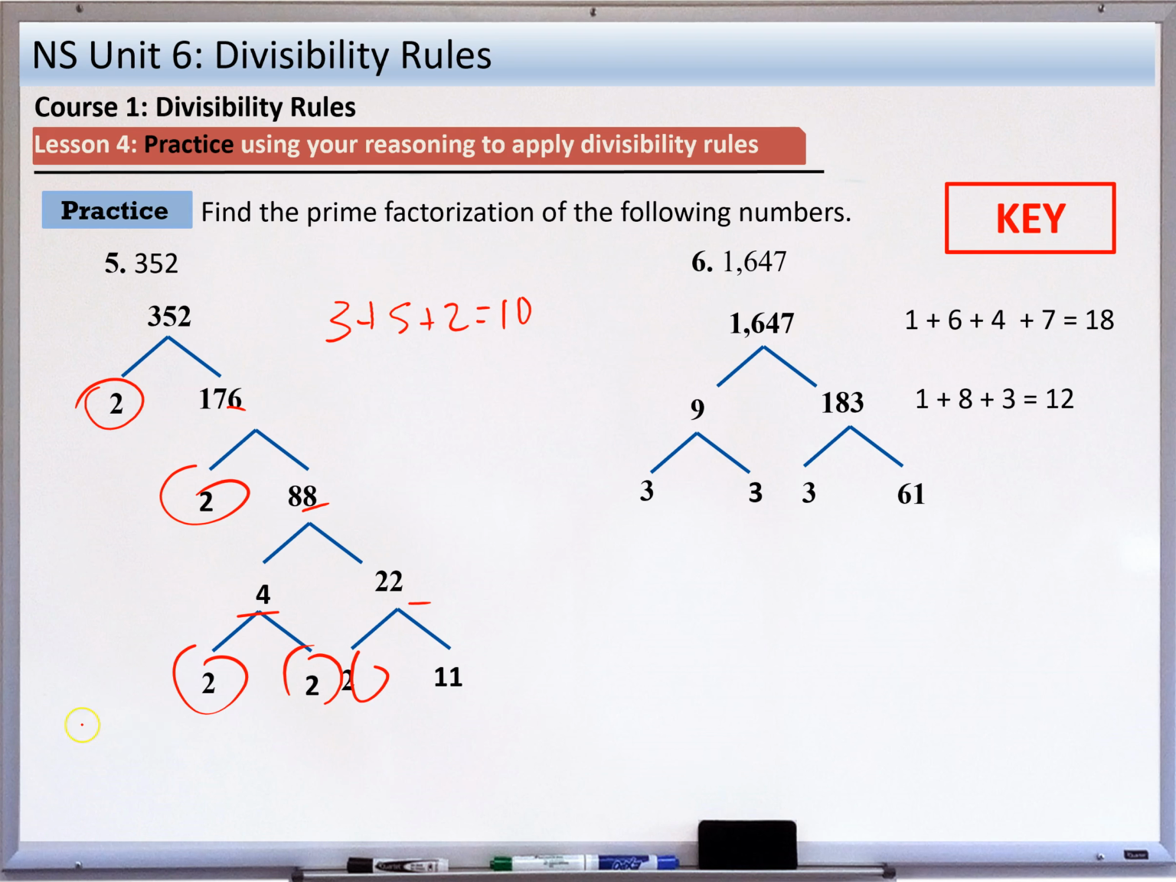So my prime factorization of 352 is 2 times 2 times 2 times 2 times 2 times 11.